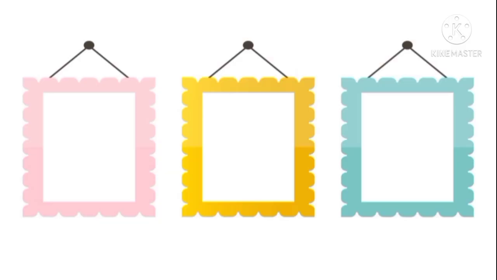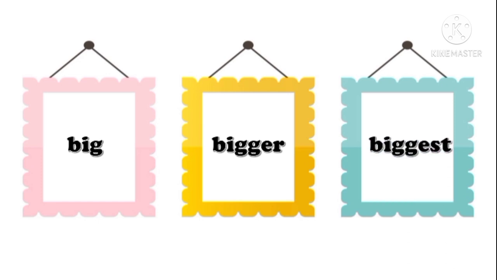The adjectives that we used in our conversations are big, bigger, and biggest. The word big on the first box is the positive degree, while the word bigger on the second box is the comparative degree. And the word biggest on the third box is the superlative degree. We will talk more about the degrees of adjectives as we go along with our lesson. So watch this video until the end.